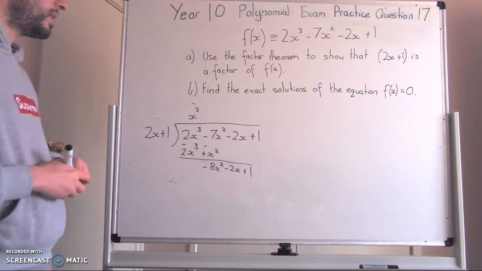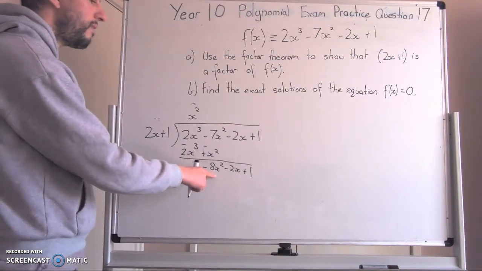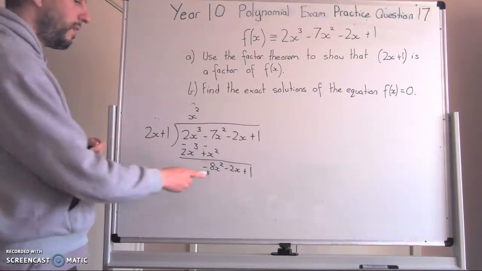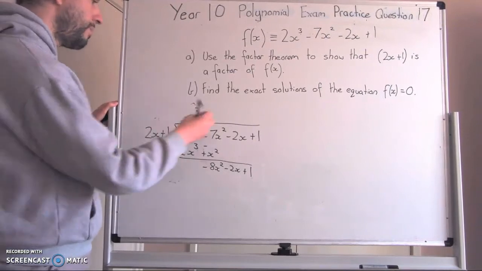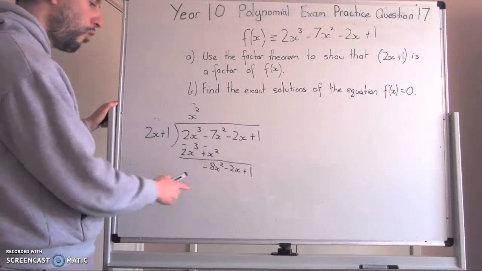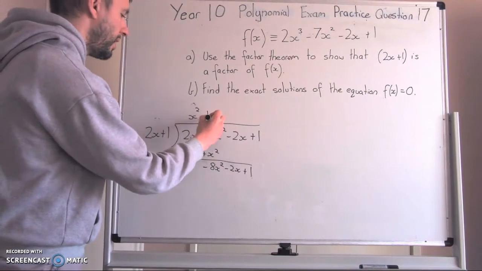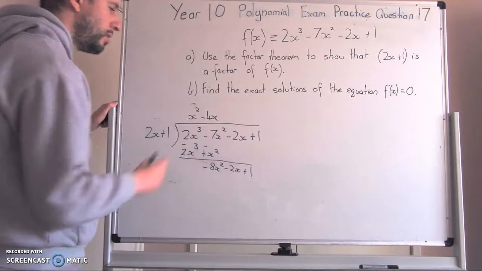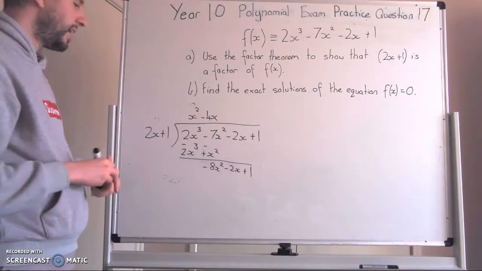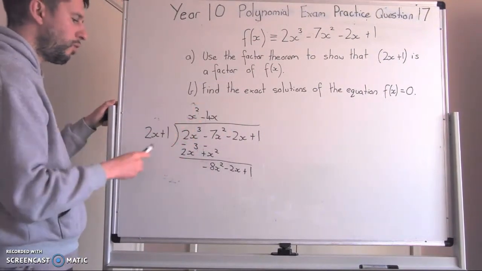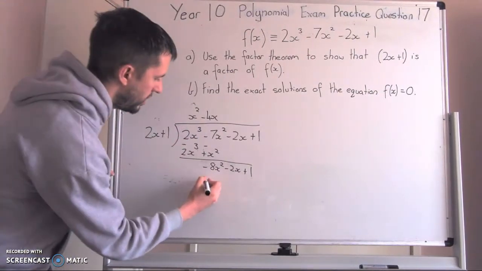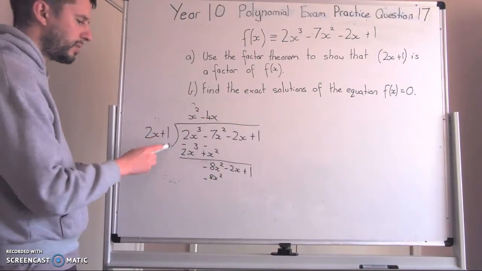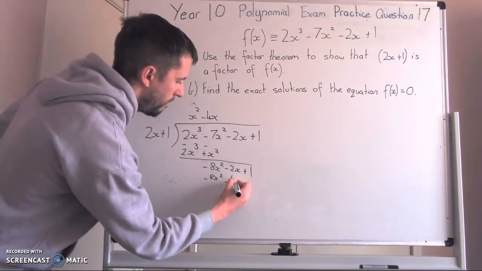The next step is to look at negative 8x^2. We're sharing that, so we're dividing it by 2x. 8 divided by 2 is 4, but it's negative, negative 4. x^2 divided by x is x. So I've got negative 4x. Again, I go the opposite way. Negative 4x times 2x is negative 8x^2. Negative 4x times 1 is negative 4x.